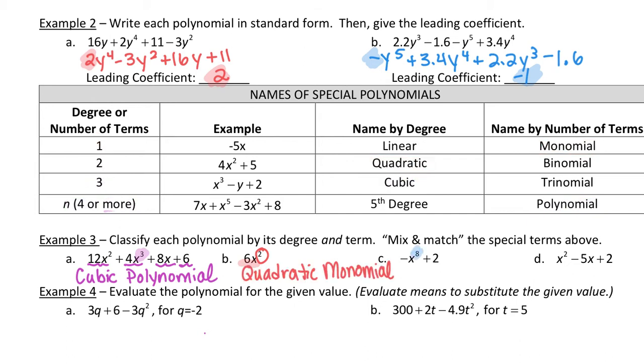Example C, we can see our highest degree is an 8th degree, and if it's 4 or more for degrees, we're just going to say, for example, 5th degree, 6th degree. So in this case, it'll be 8th degree. We can see we've got 2 terms. So when we have 2 terms, we'll call this one an 8th degree binomial.